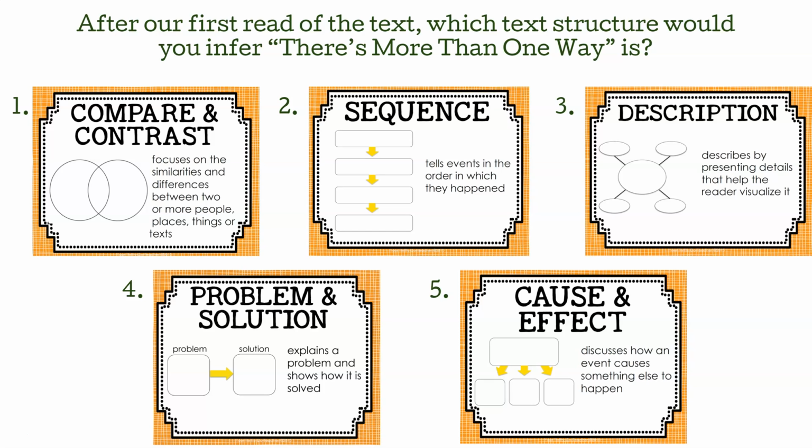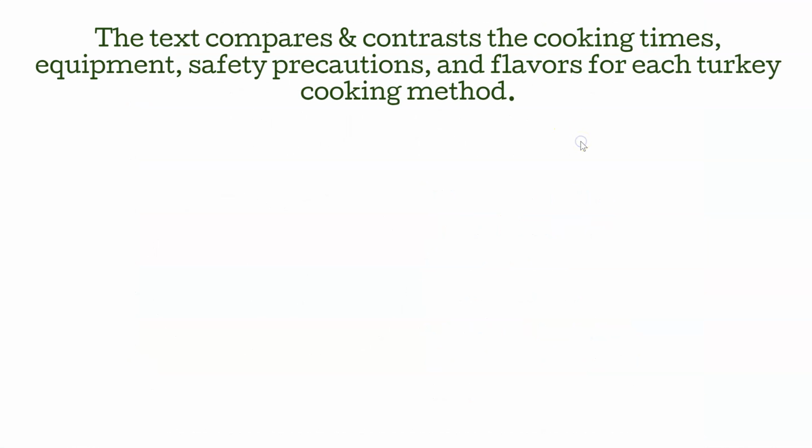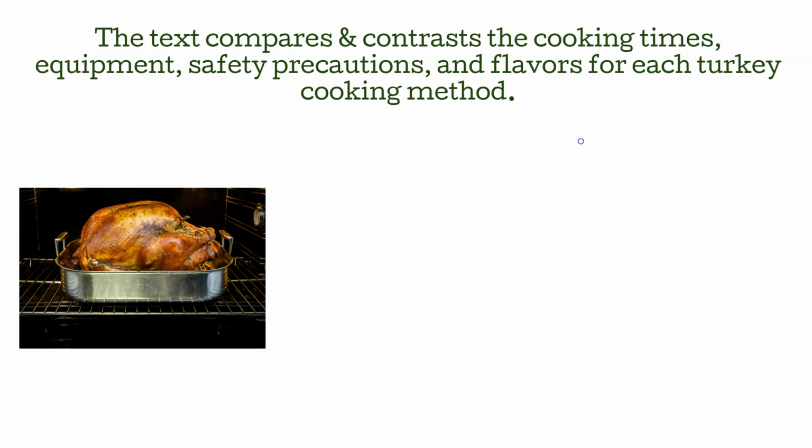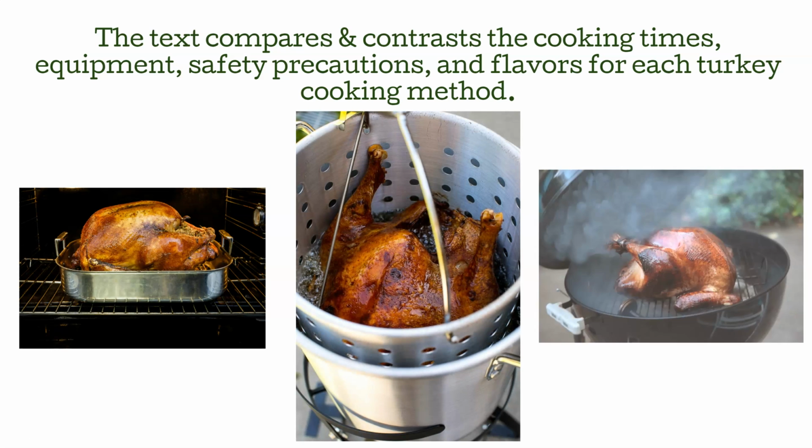Pause this video here and think about which text structure you would infer There's More Than One Way is. In the private comments, go ahead and tell me. If you said that the text structure of this passage is compare and contrast, you are correct. The text compares and contrasts the cooking times, equipment, safety precautions, and flavors for each turkey cooking method. They described all of this for roasting a turkey, frying a turkey, and smoking a turkey.